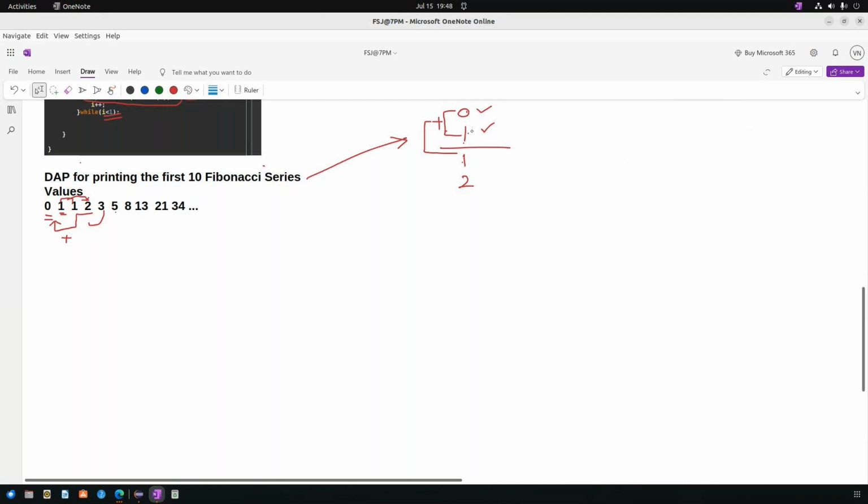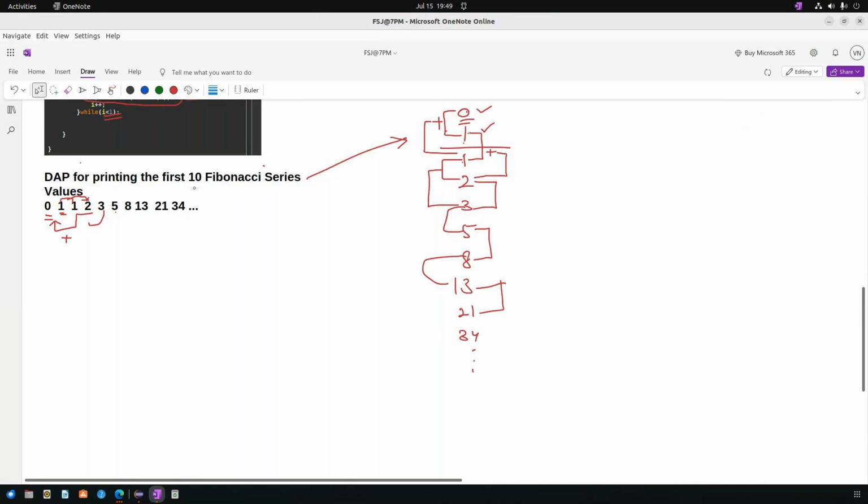And what about 2? 2 is the addition of these two. 3 is the addition of these two. Next is 5, which is the addition of these two. Next, you will get 8, the addition of these two. Next is 13, the addition of these two. Then 21, and then 34, like this. So this is the way that it goes. First value is always 0.